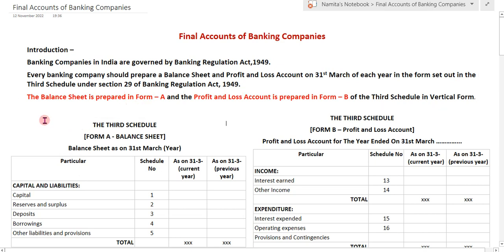It means that every banking company should prepare a balance sheet and profit and loss account on 31st March of each year in a specific form. This form is given in section 29 of Banking Regulation Act 1949. So, the balance sheet of a banking company is prepared in Form A and the profit and loss account of a banking company is prepared in Form B of the third schedule in vertical form.